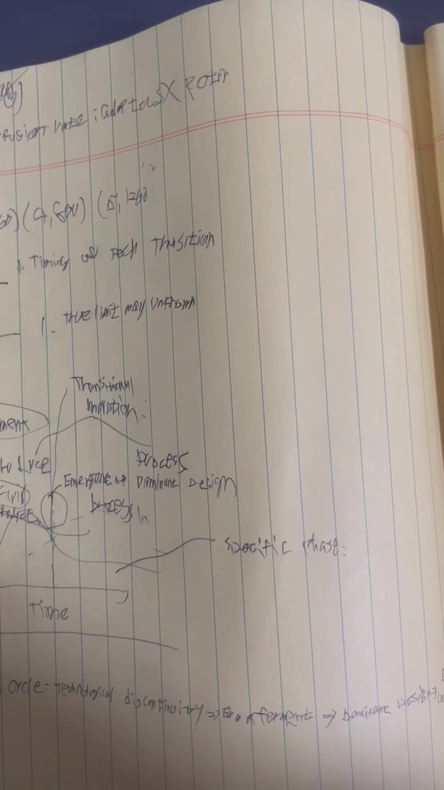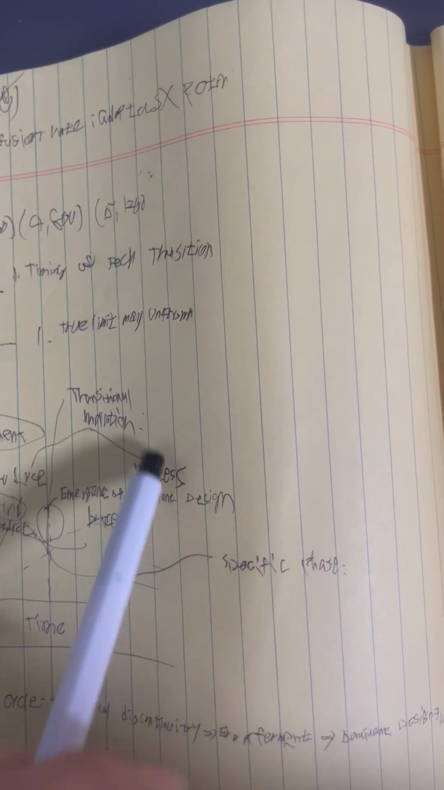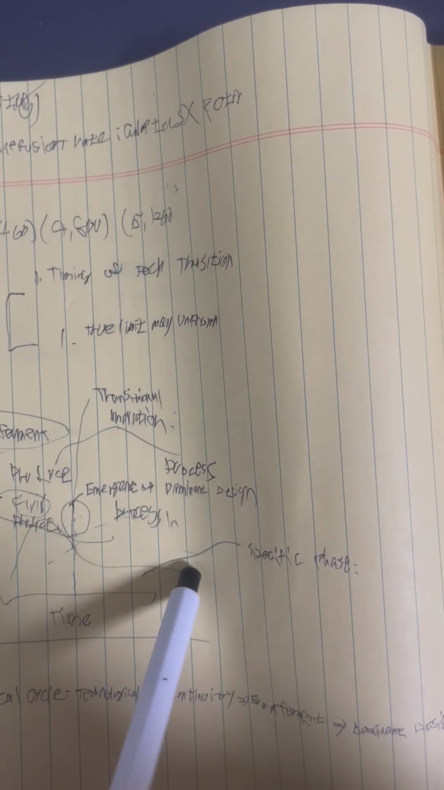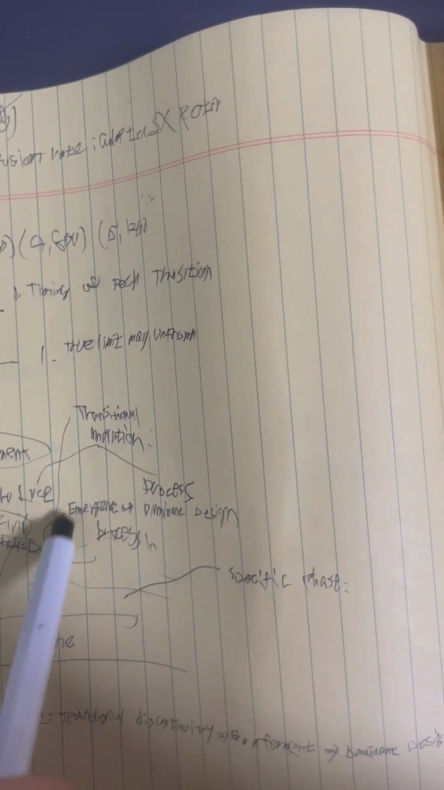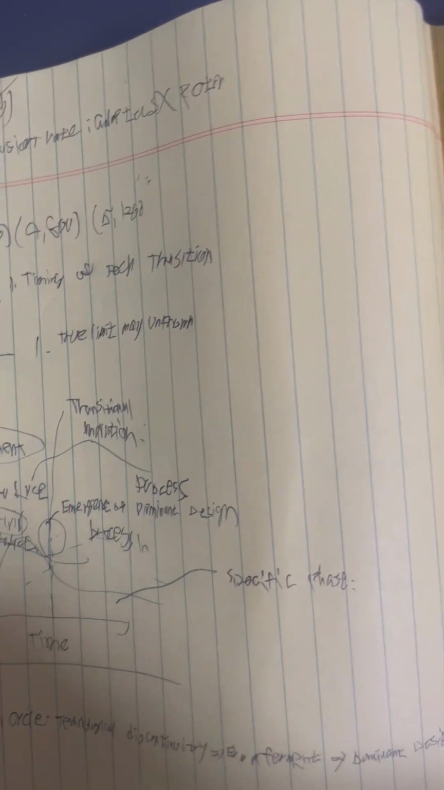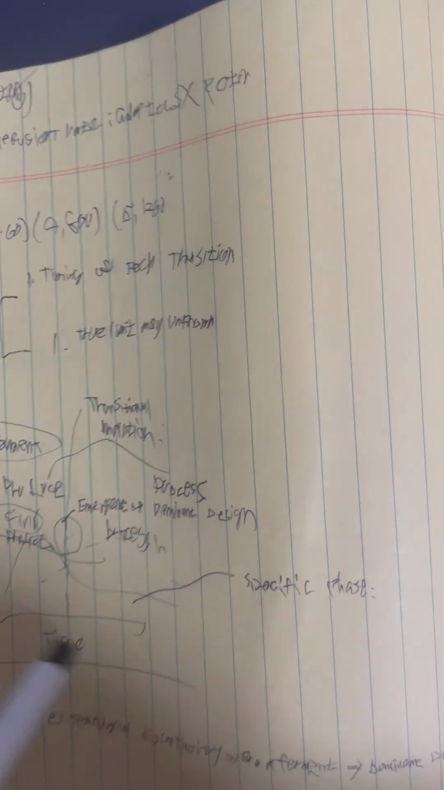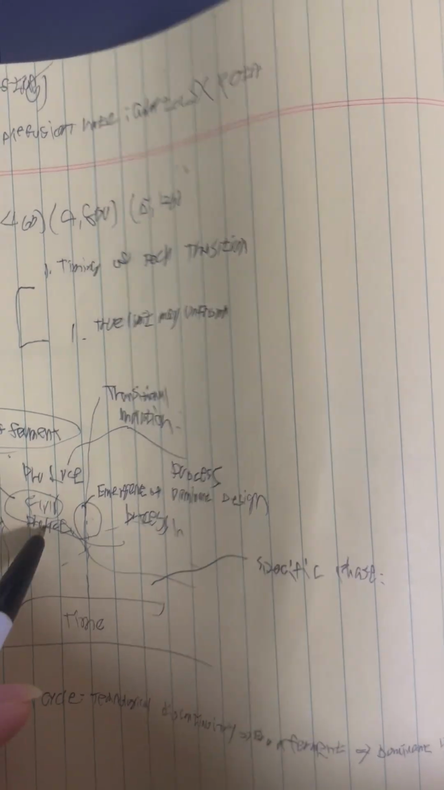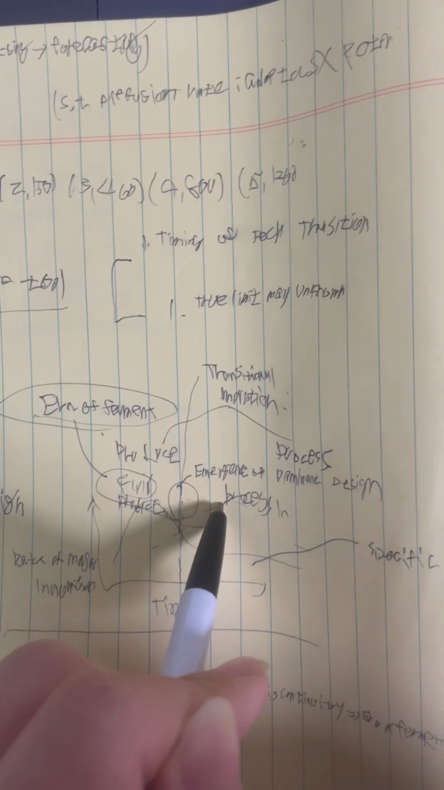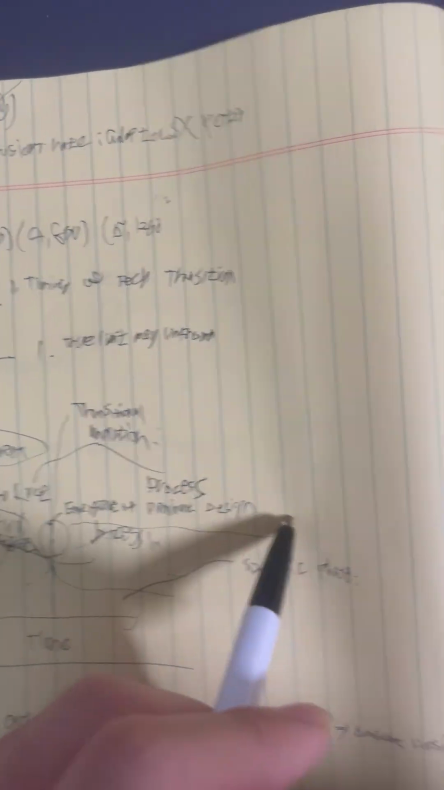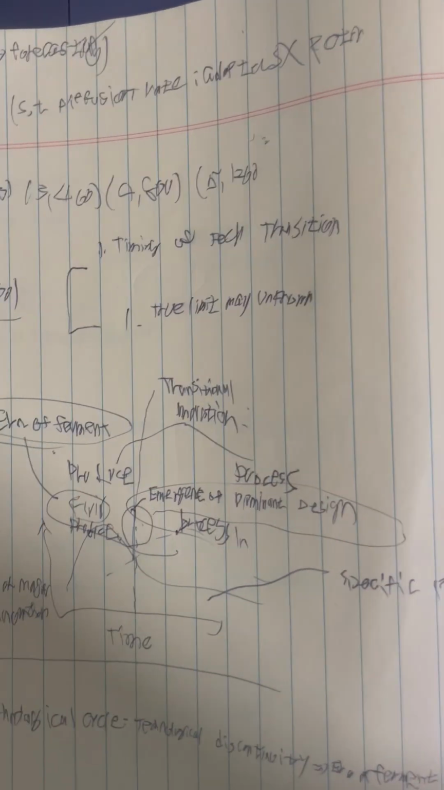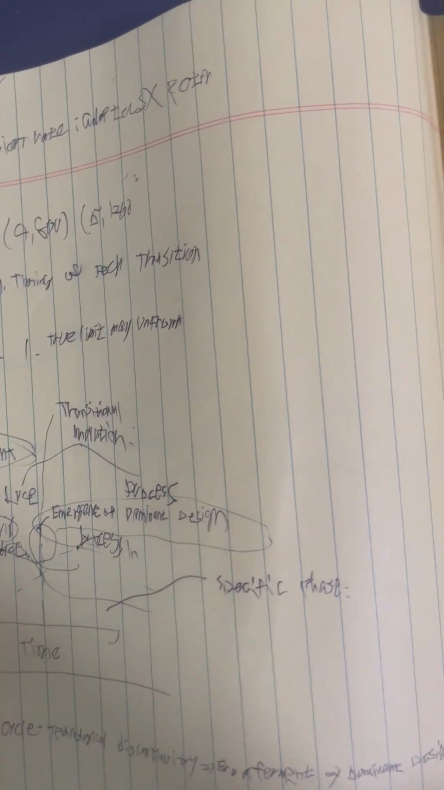Also, there's the transitional curve: fluid phase, transitional phase, and a specific phase. Between fluid and transition, there's the emergence of a dominant design, and other people explained it as the era of ferment and so on.